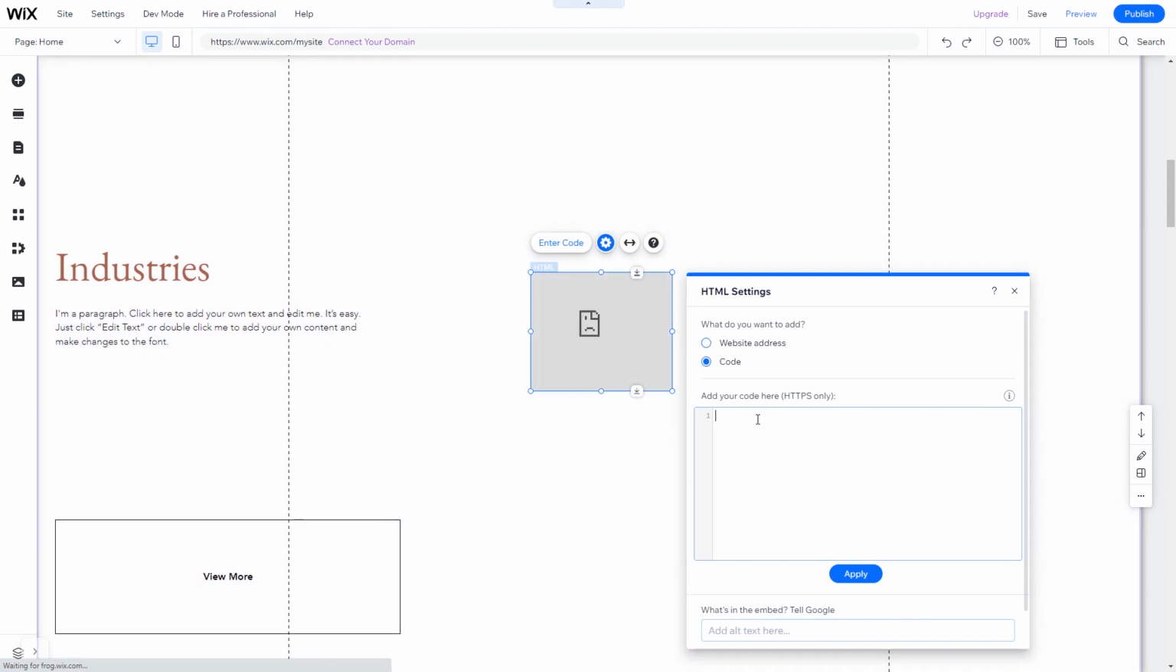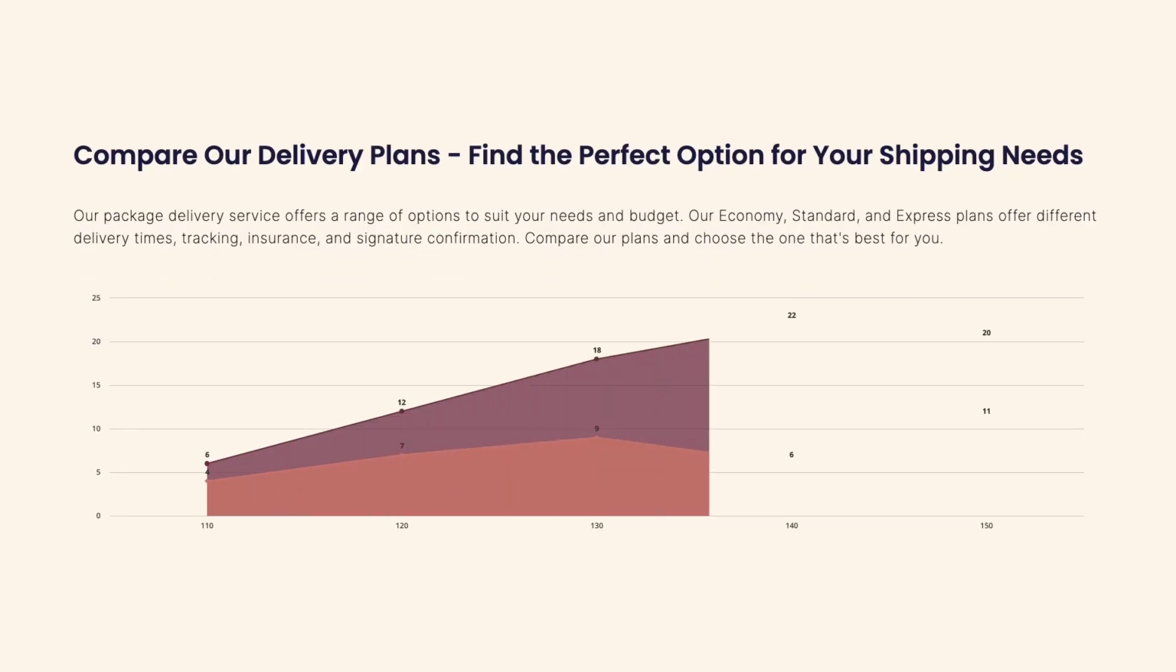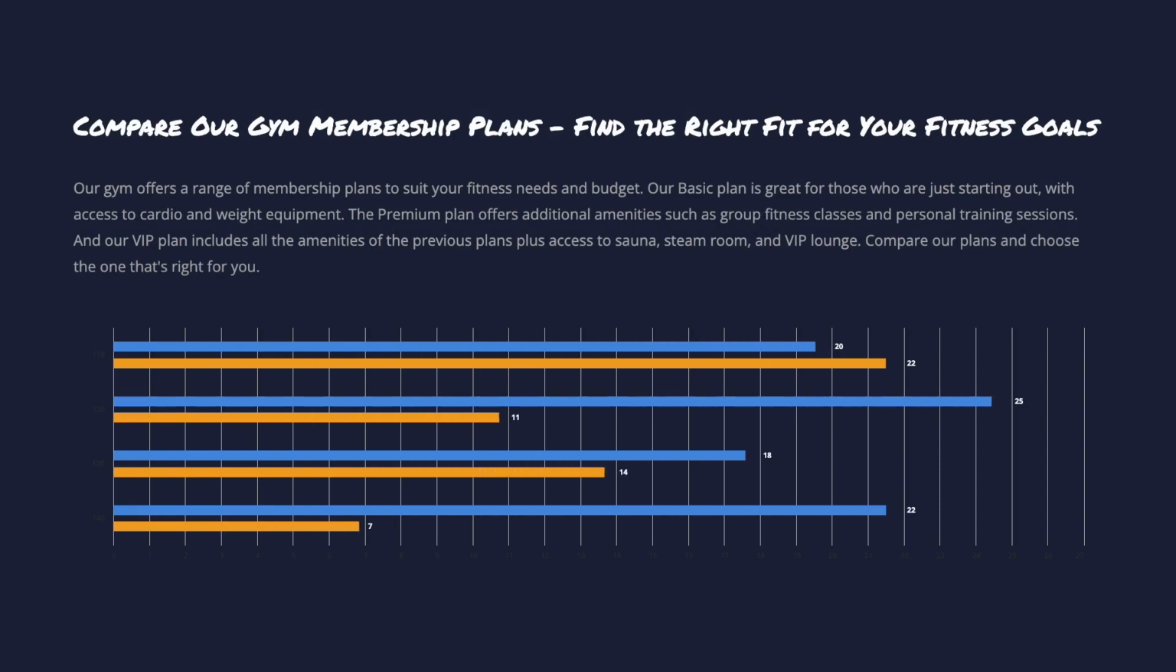In the HTML window, simply add the widget code you've copied before. Click Update to apply the changes and close the window. And that's it. Now, the charts and graphs will show on your website.